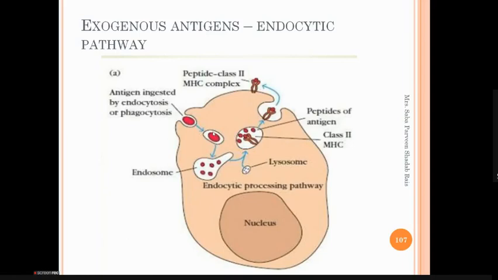Now here that fragment will not be taken outside the lysosome. It will remain inside the lysosome. Now how will the combination occur then?